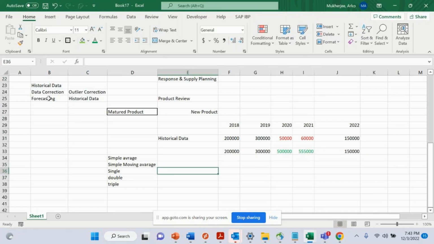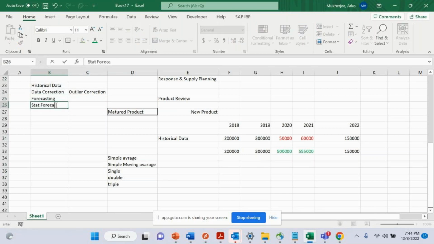So now our historical data is done. Then comes our data correction, which comes with outlier correction. Then comes our forecasting, and then we have the stat forecast generated, which is at the very base level. No editing has been done yet, and it is not the final demand. It is just the forecast, just what forecasting stands for.